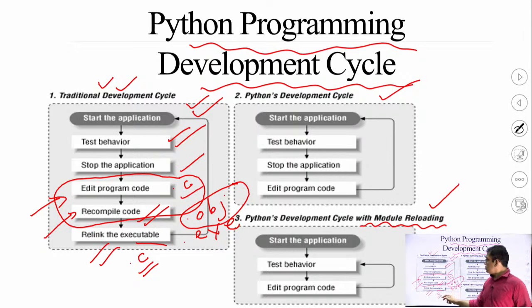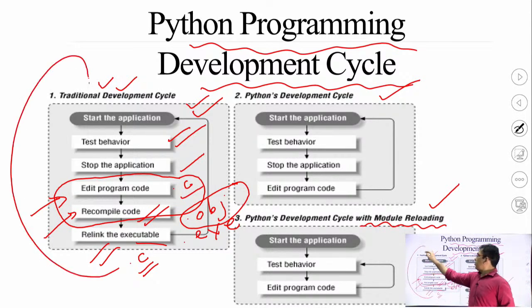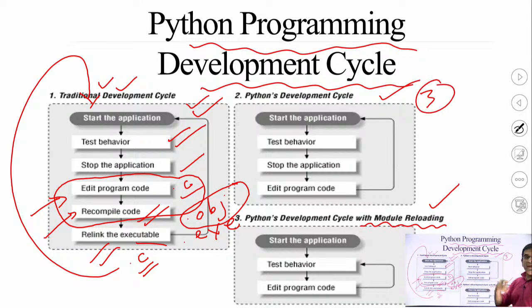Then you need to start the application again and go to step 1. So this is a 5-step process of the traditional development cycle. But in Python, the first version of the development cycle contains only 3 steps. 2 steps have been eliminated.